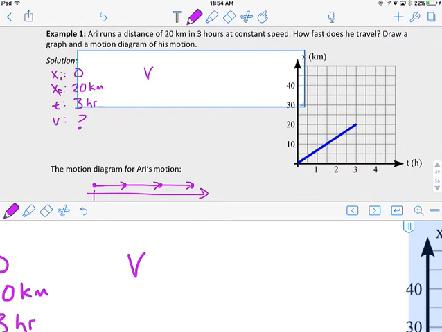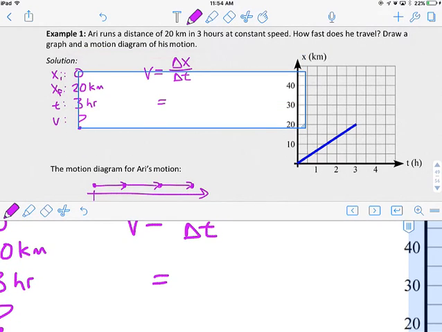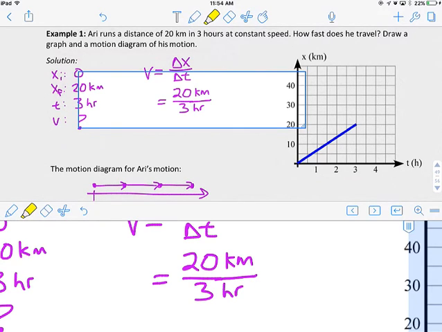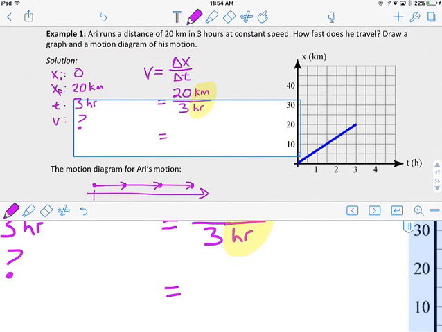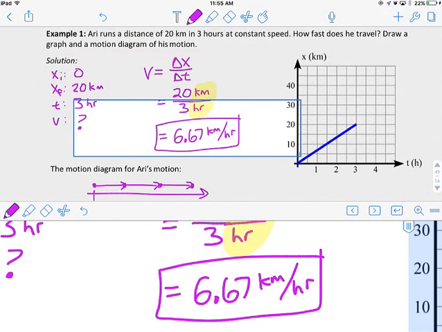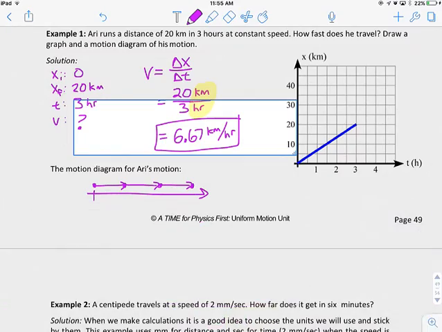I'm going to write my equation here. V equals triangle x over triangle t. That triangle means change in, and now I'm just going to substitute my numbers in. My change in position is from 0 to 20. That's a change of 20 kilometers, and my time is 3 hours. Right now you can see here's my distance divided by my time. That's going to be my speed unit. So I'm going to plug 20 divided by 3 into my calculator and I'm going to get 6.67 kilometers per hour. So there's my answer right there. That wasn't too difficult. Let's try looking at the next example.